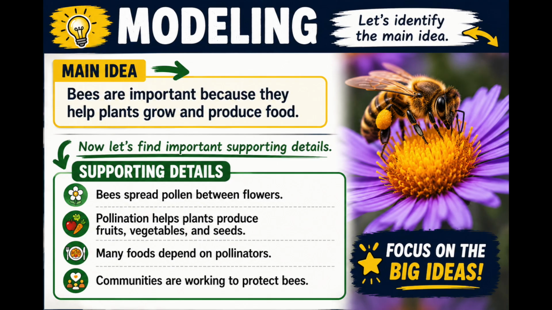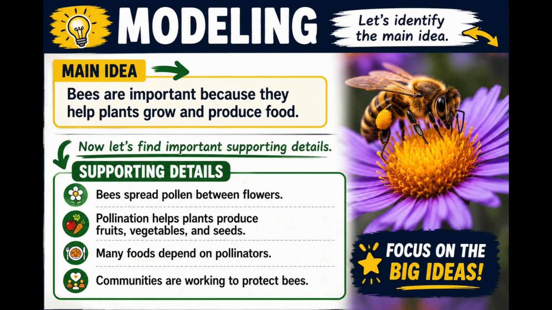So now we need to go find important supporting details. Some supporting details from the text would be: bees spread pollen between flowers. Pollination helps plants produce fruits, vegetables, and seeds. Many foods depend on pollination, and communities are working to protect bees.